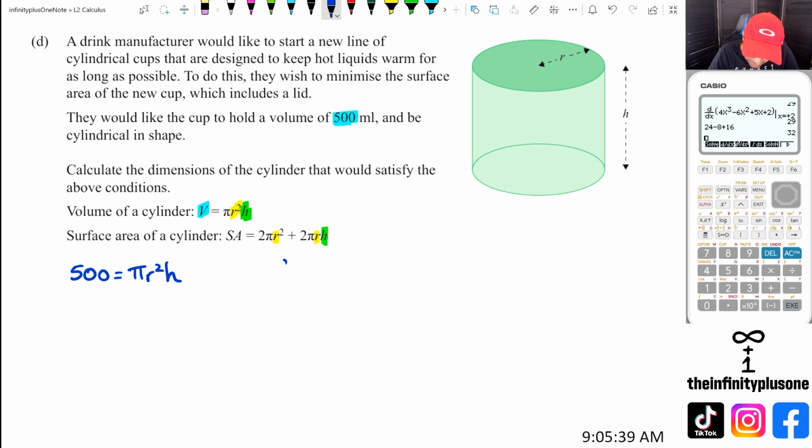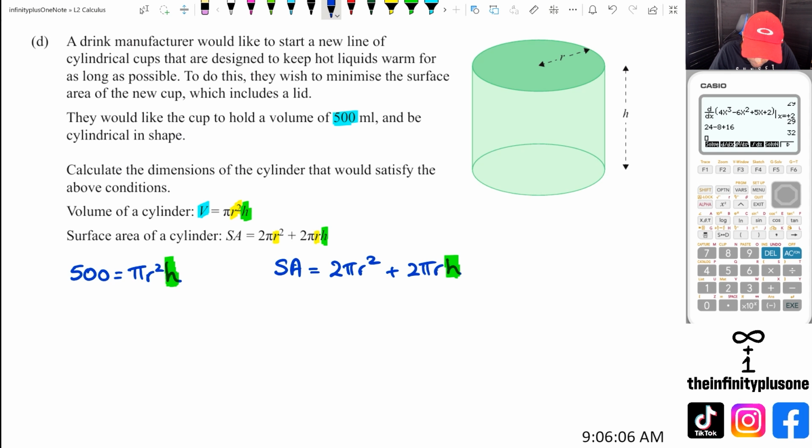Now, I want to be able to differentiate the surface area, 2 pi r squared plus 2 pi rh. Now, as I said to you before, the problem is I've got an h there. I need to get rid of this h. But the way I could get rid of this h is I go back to the volume equation and notice that there's an h on this side.